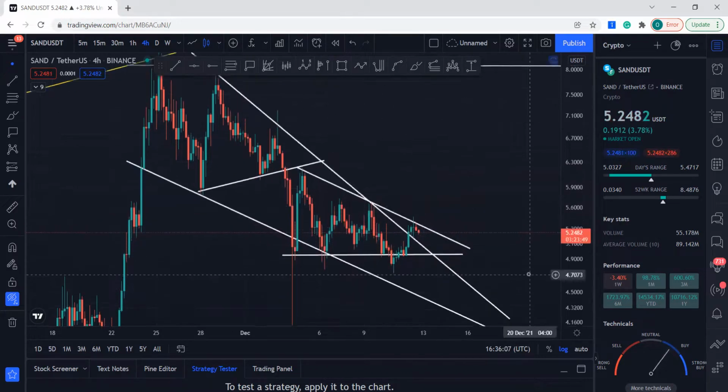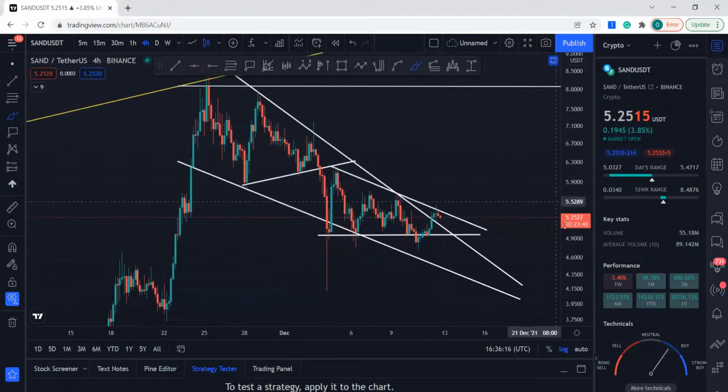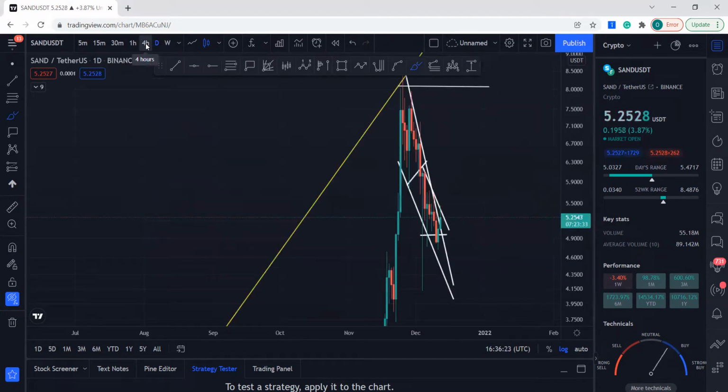And as you can see, we have resistance over here. Okay. So it hit there, came back in. Now it's just in this pattern, okay? Now we do have the weekly close coming in about 7 hours and 23 minutes.